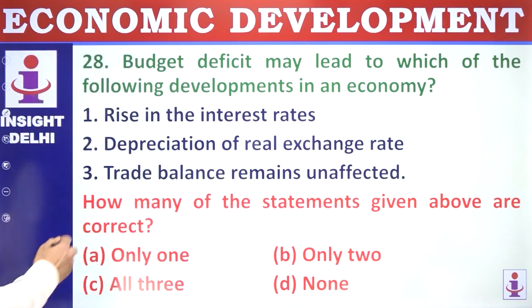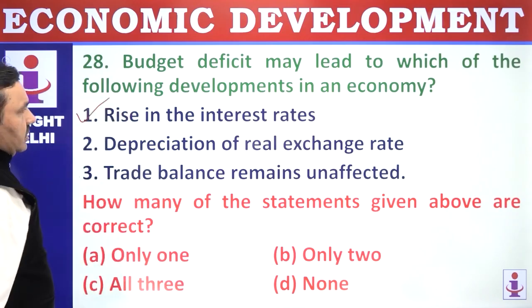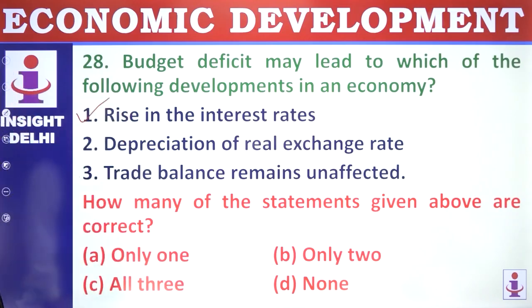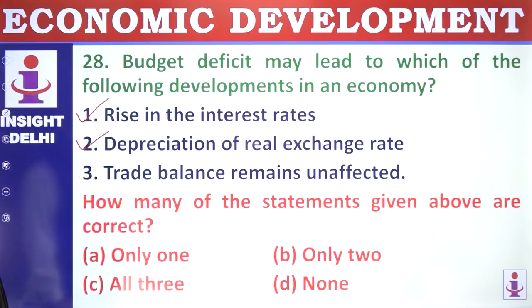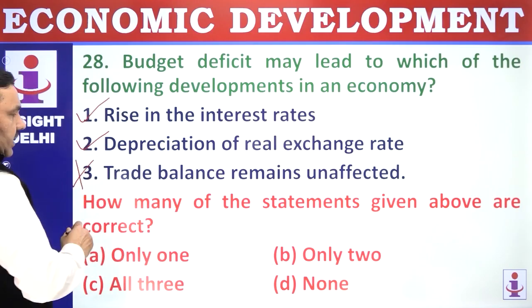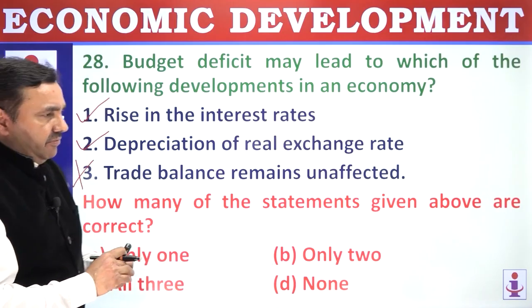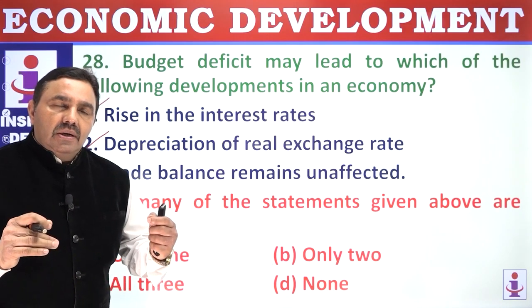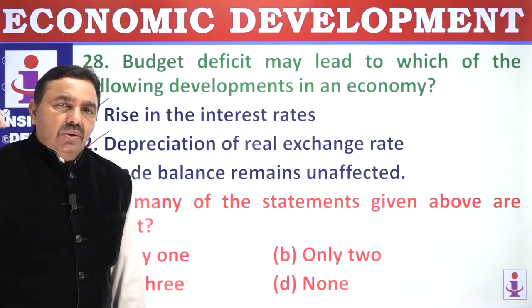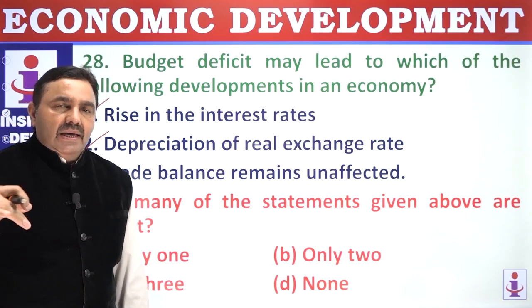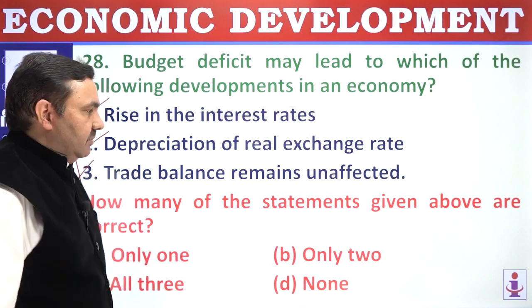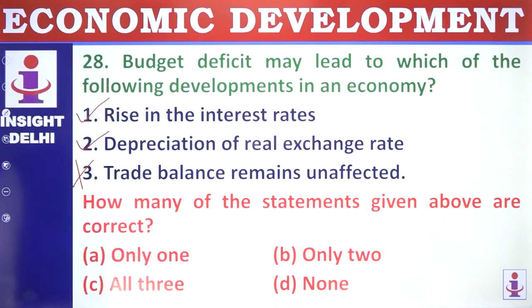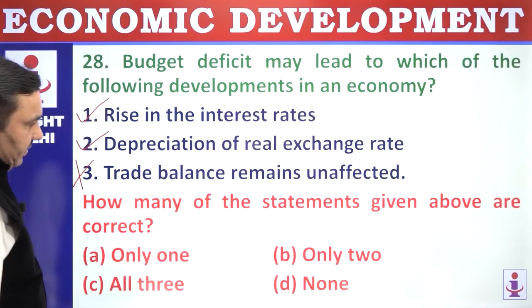Rise in interest rate, definitely, because the government is borrowing, the government is competing with other borrowers, so interest rate will go up. A depreciation of real exchange rate, that happens here. The currency value goes down. Trade balance remains unaffected. No. Trade balance gets disturbed. If you are borrowing too much and money is becoming costly, your products are going to become costlier and then you'll have trouble. If your currency devalues, it means your imports will be costlier, your exports will be cheaper. So that way things will have impact. Short-term, long-term impacts could be very different, but things will be affected. So, only 2.